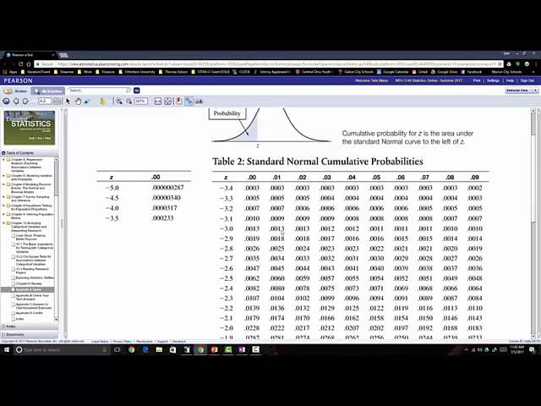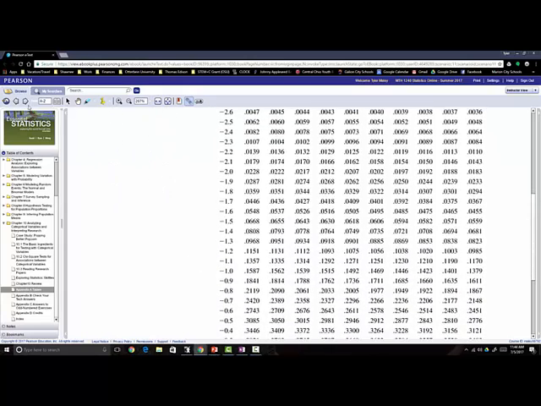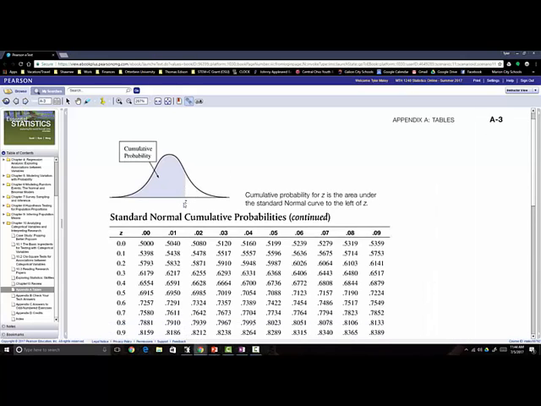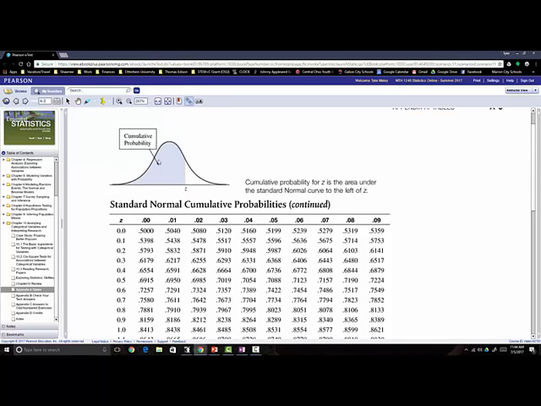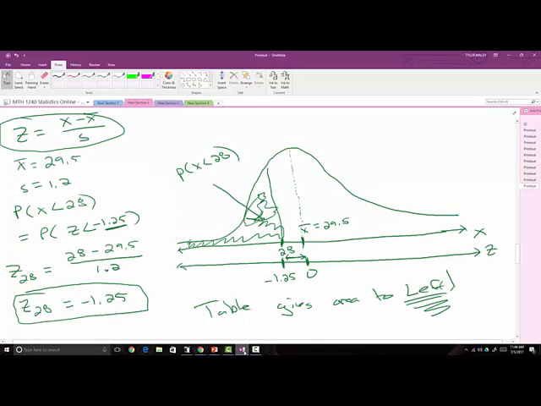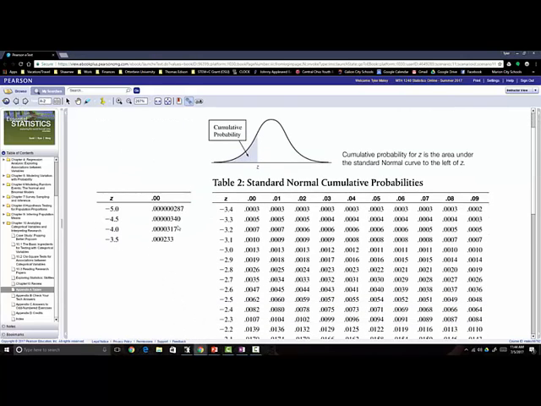We're going to use this table, and on this first page, notice all my z-scores are negative. If I go to the next page, all my z-scores are positive. So depending on whether you have positive or negative, it determines which page you're going to use. It also reminds us that the cumulative probability we're looking at is to the left, and here's a little diagram to help remind you of that. What we were trying to find was a z-score of negative 1.25. Since it's negative, we're going to look on this page.